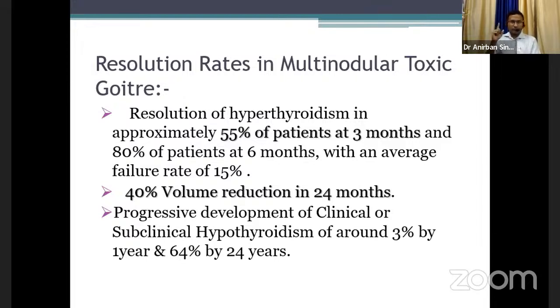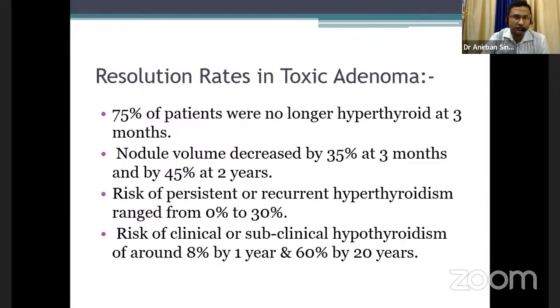Remission of hyperthyroidism occurs in 55% within 3 months. So usually the levels start falling after 1.5 to 2 months' time, with gradual up-titration of the dose of the antithyroid drugs. Later, we may withdraw the dose, or maybe require thyroid replacement. Development of subclinical hyperthyroidism occurs in around 3% in 1 year and 64% in 24 years. So we need to be vigilant after radioiodine therapy.